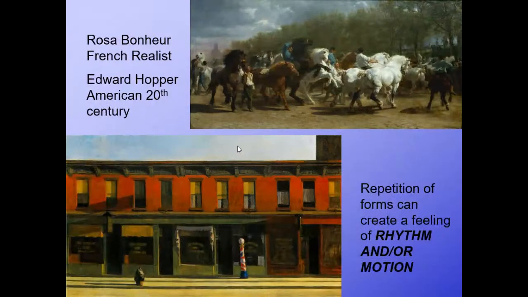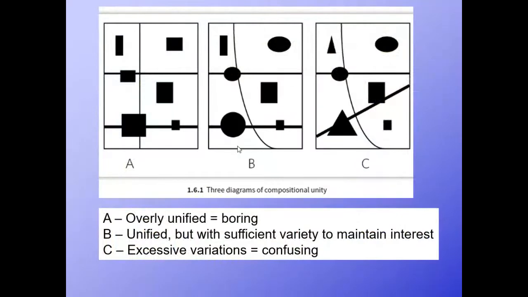So repetition, we definitely see visual artists using this tool to create a sense of movement or to create movement for eyes across the surface of a painting. You can see that there's a kind of chaotic movement from left to right across the backs of horses in the Rosa Bonheur painting. But your eye also kind of follows a rhythm of the windows across the painting by Hopper at the bottom there as well.